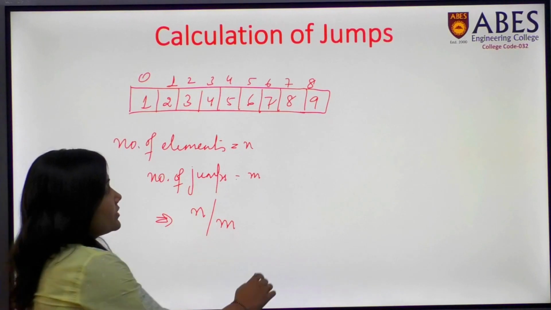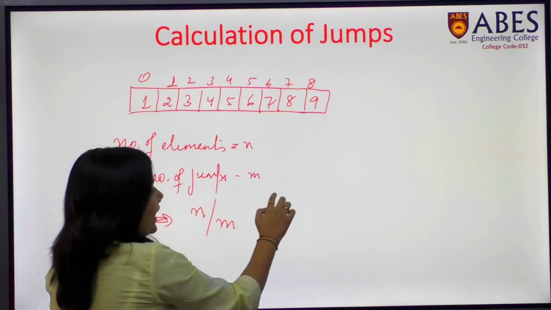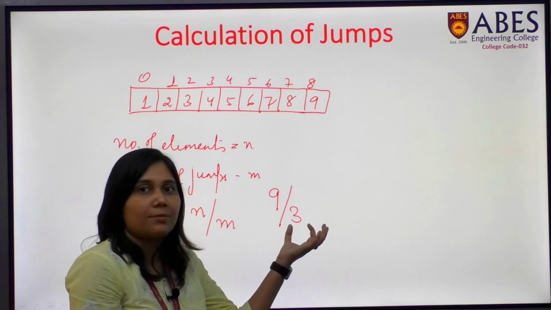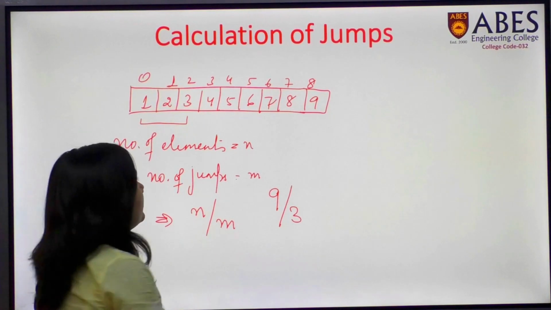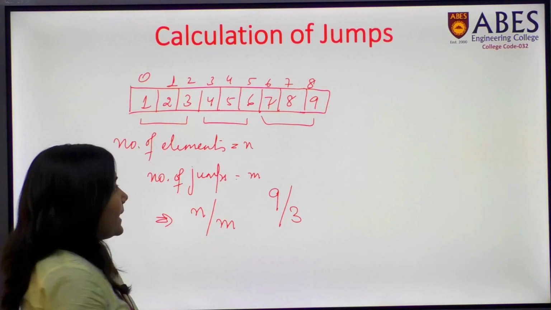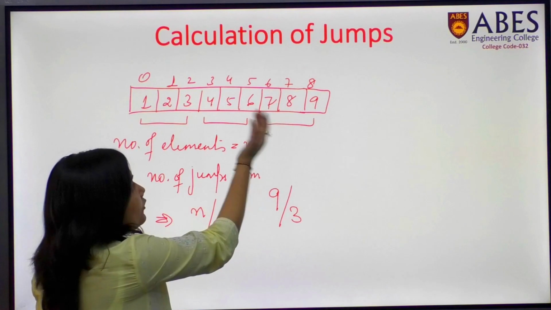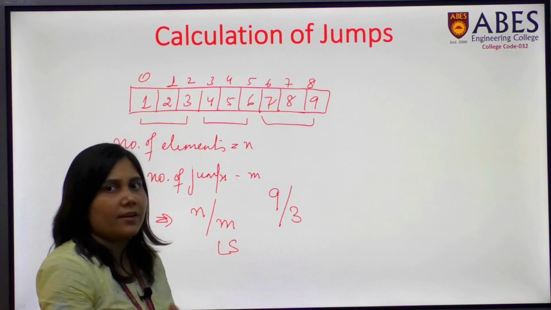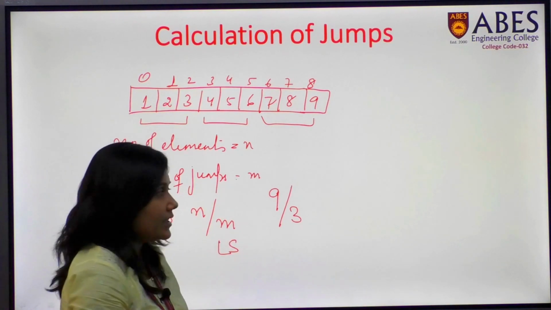Now suppose I have 9 elements and I have 3 jumps. I am taking m, 3 blocks. So it will be like this, 0 to 2, then this one, and then this one. These are the 3 element blocks which I have taken. According to this, if you have to search in a particular block, we will apply the concept of linear search, because this is very simple. You can either apply linear search or binary search, but I am using linear search in this.